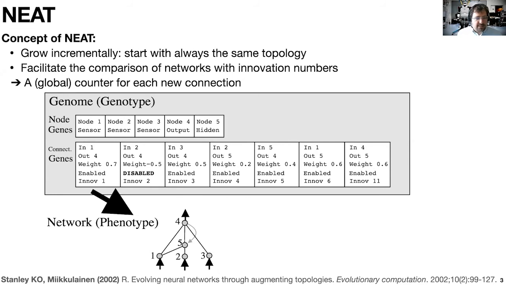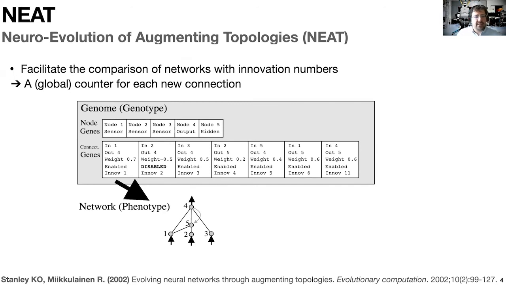So the genome in NEAT looks like this. We have a list of nodes, which is the list of neurons, and a list of genes, which says what is the input node, what is the output node, what is the weight, and there is an enable or disable flag, which is just to disable a gene if needed. That's not really important. And then there is this innovation number, which is a global number again. It's like a unique ID for a specific connection. And since all the neural networks start from this exact same topology, these innovation numbers will make them comparable.